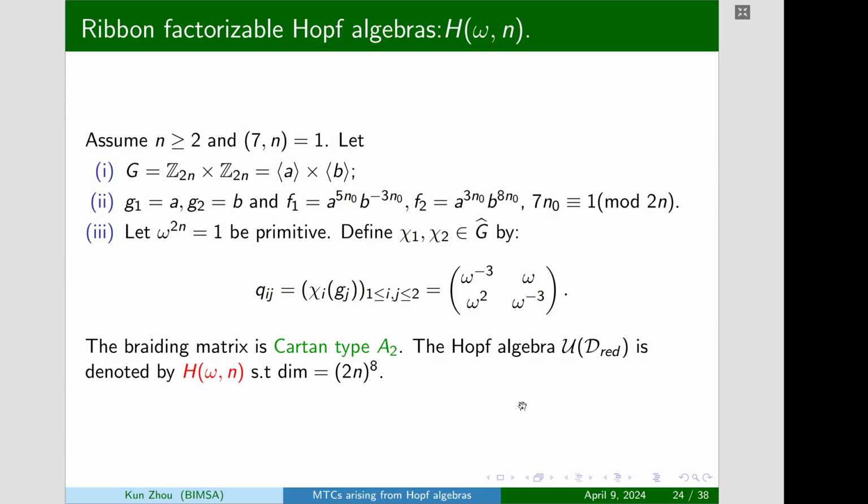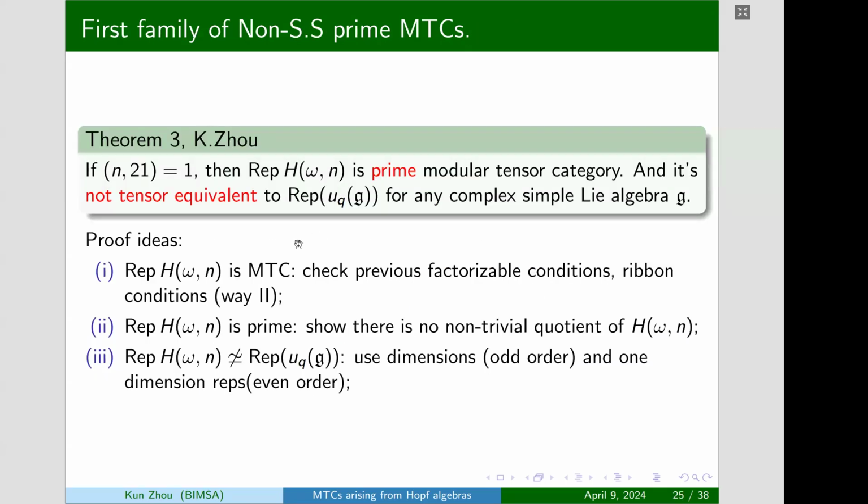So we will show that the representation category of H_{omega,n} is actually a prime modular tensor category as follows. If n is coprime to 21, then Rep H_{omega,n} is actually a prime modular tensor category, as we want. Moreover, we show that it is not tensor equivalent to any representation category of u_q(g). Here, we just list some of the results since we have shown that Rep H_{omega,n} is a prime modular tensor category.